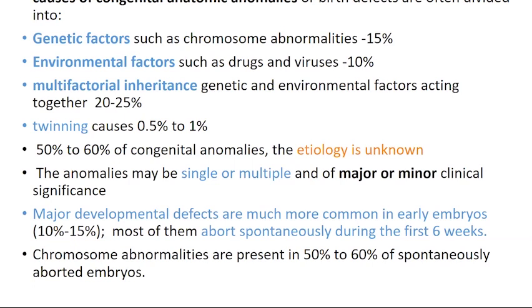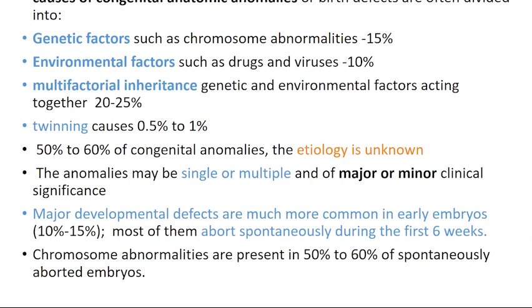Then twinning causes problems. Twinning is said to account for about 1% of congenital anomalies, roughly 0.5 to 1% of these occur in twins. It causes abnormalities. For 50 to 60% of congenital anomalies, the etiology is unknown. For about 40%, we have labeled them as genetic factors, environmental factors, or multifactorial inheritance.